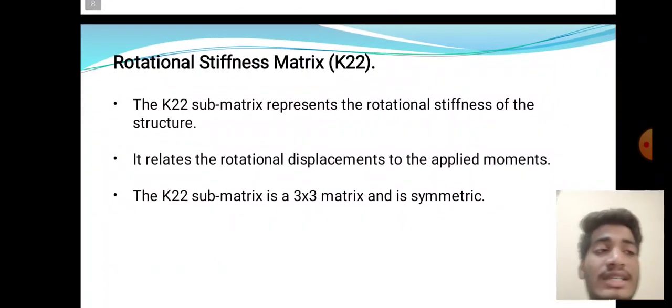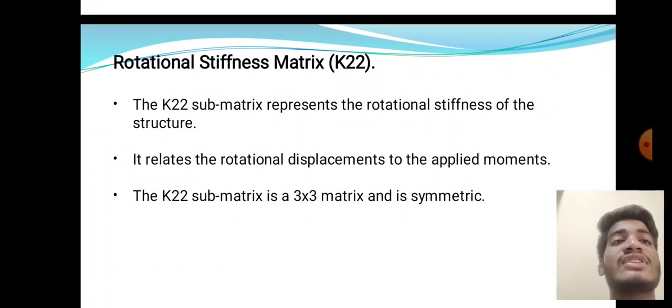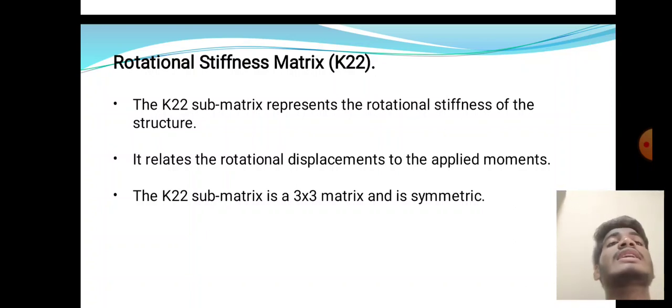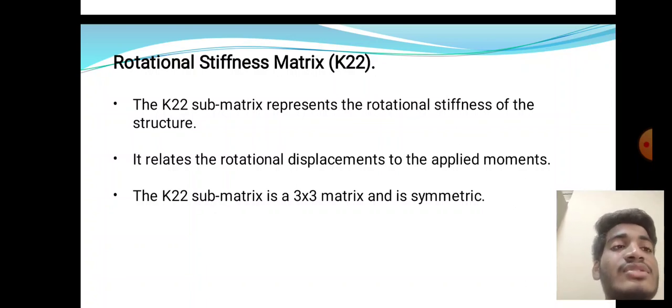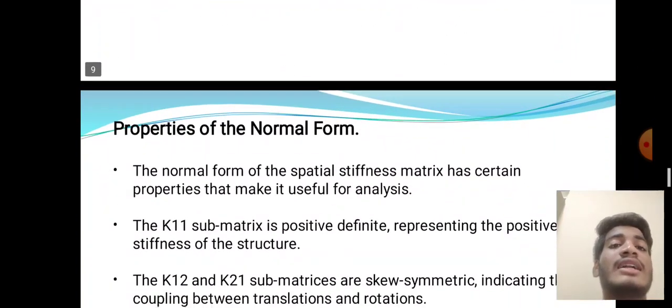If we talk about the next slide, it is the rotational stiffness matrix, which is K22. The K22 submatrix represents the rotational stiffness of the structure. It relates the rotational displacements to the applied moments. This K22 submatrix is a 3 cross 3 matrix and it is a symmetric matrix.